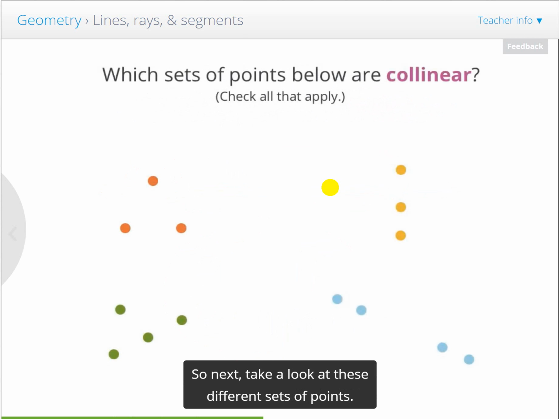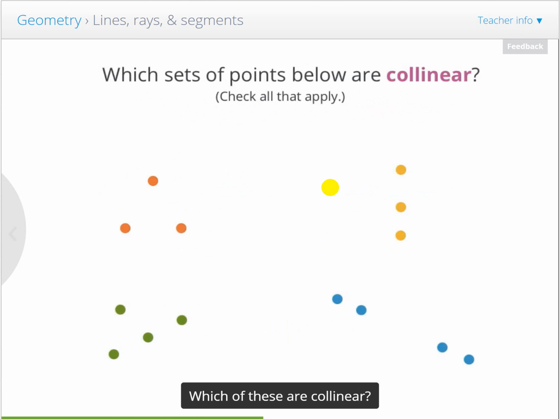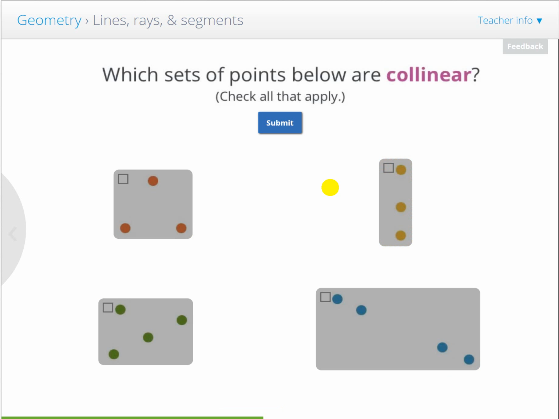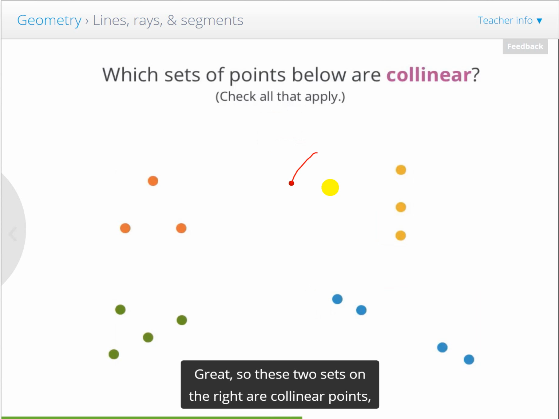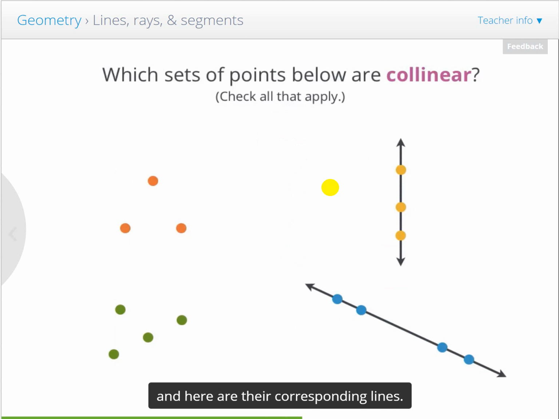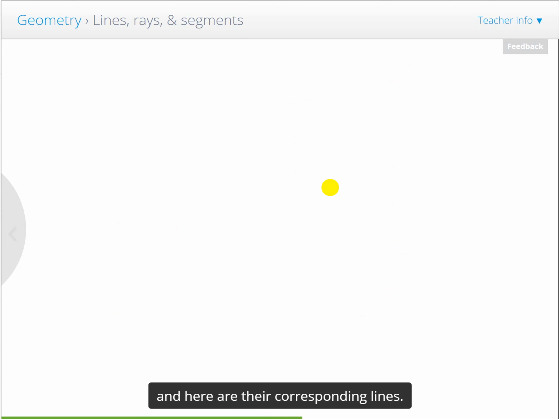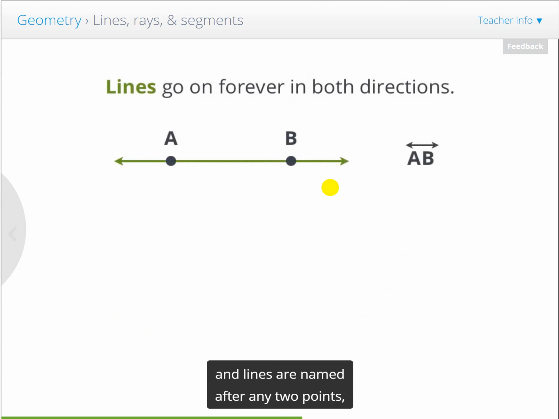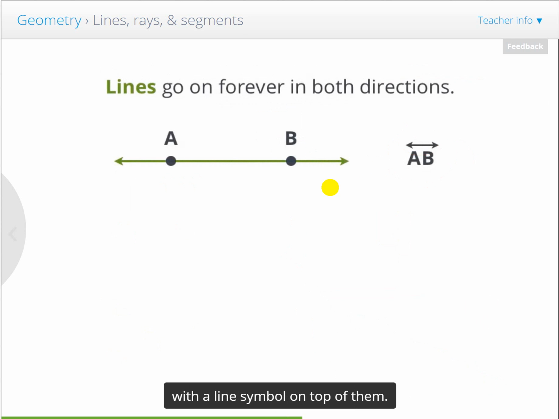So next, take a look at these different sets of points. Which of these are collinear? That is, which of these lie along a single line? Great, so these 2 sets of points on the right are collinear, and here are their corresponding lines. So as we already said, lines go on forever in both directions, and lines are named after any 2 points with a line symbol on top of them.